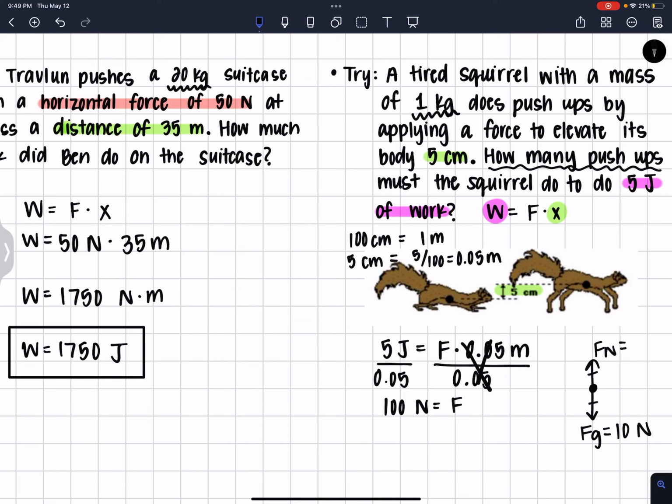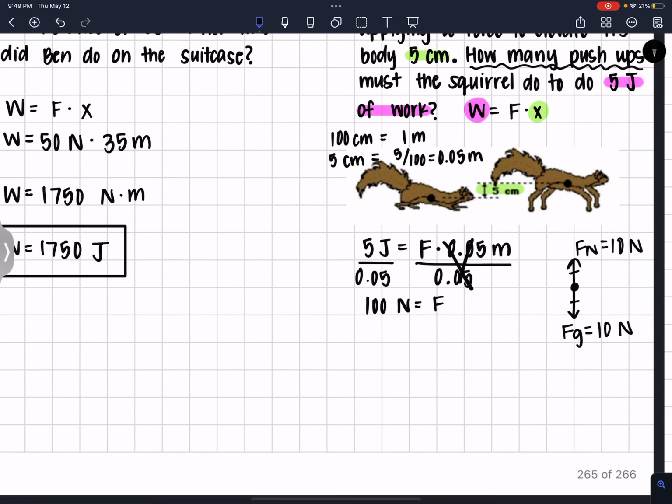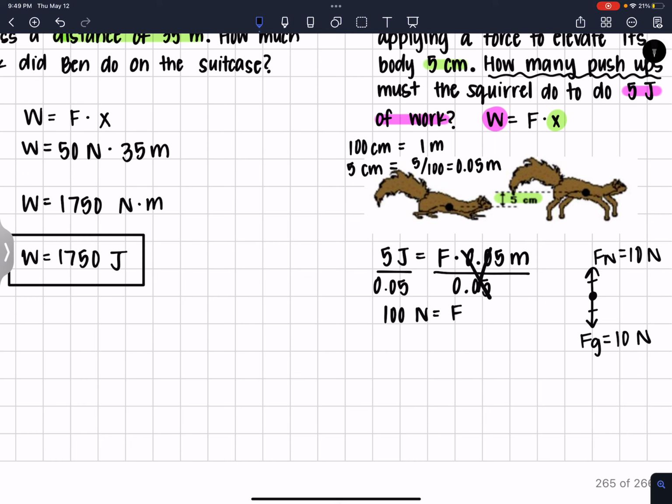So if my squirrel is doing a push-up, the normal force acting up on the squirrel has to be at least 10 newtons. So if my squirrel has to exert 100 newtons of force, and each push-up is 10 newtons, then I just have to divide that to figure out how many push-ups my squirrel is going to be able to do. So 100 divided by 10 means my squirrel is going to get to do 10 push-ups when they do 5 joules of work.